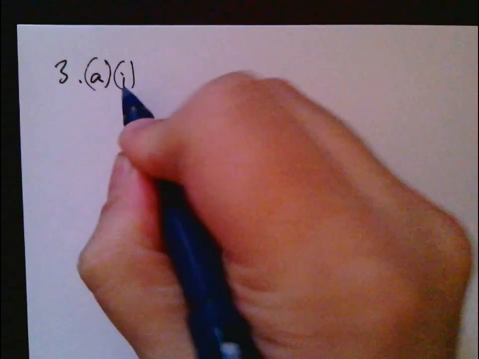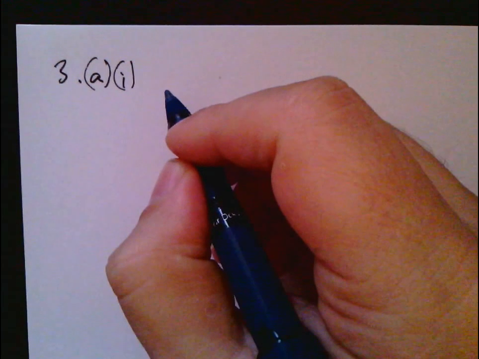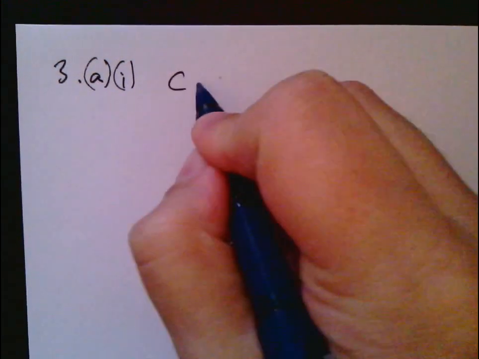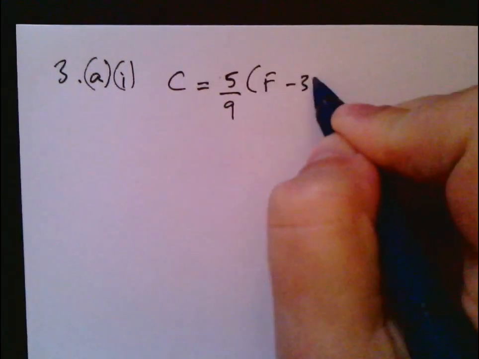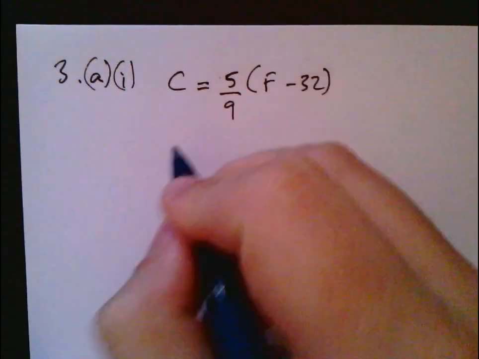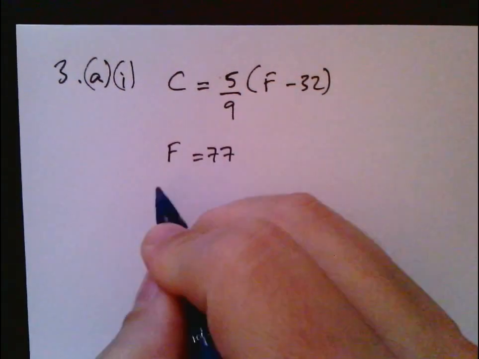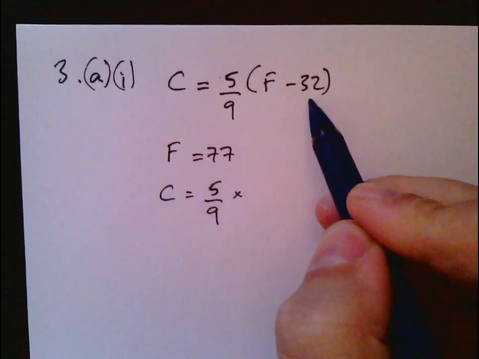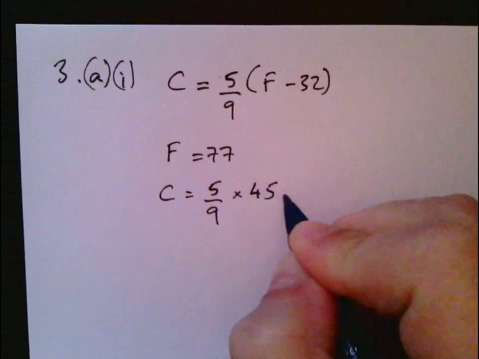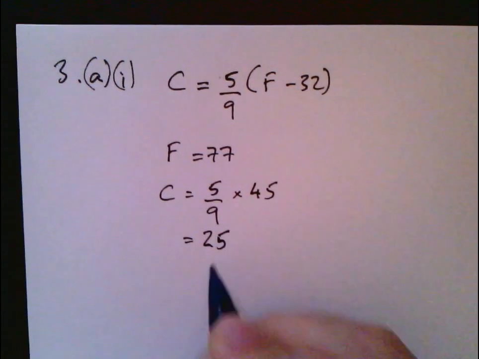Okay, question 3A, part 1. Lots of algebra in this. We have what looks like a Fahrenheit Celsius equation: C equals 5/9 of (F minus 32). We're being asked, when F is 77, what is C? So we've got C equals 5/9 of (77 minus 32), which is 45. 1/9 of 45 is 5, so it's 25. That's our answer.